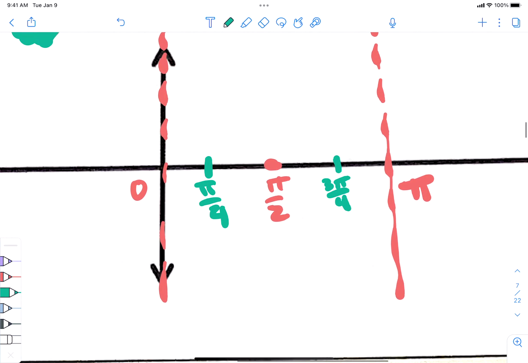All right, now he's going 3 tall and 3 short. So 1, 2, 3. And 1, 2, 3. 3 tall, 3 short. There you go. 3 and 3.